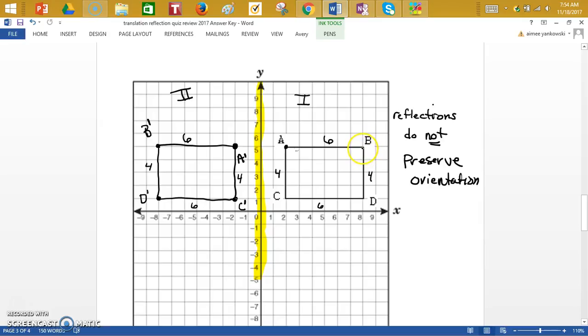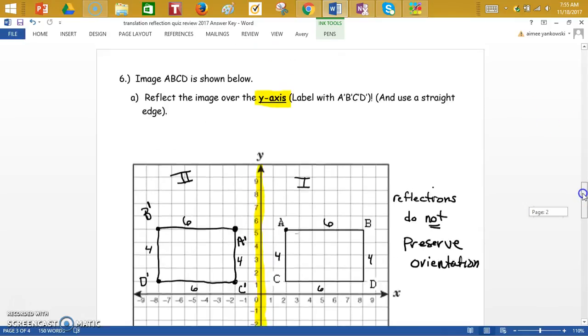B is to the right on this figure, but guess what? B is on the left-hand side over here. It has opposite orientation. This one goes A, moving around it, A to B to D to C. This one doesn't go A to B to D to C. It actually, if I moved around, goes A to C to D to B. Opposite orientation. Reflections, that's the one transformation we do that does not preserve orientation. Alrighty. Let's see.